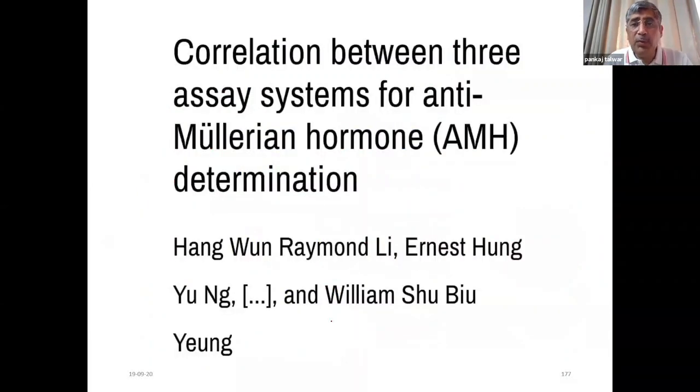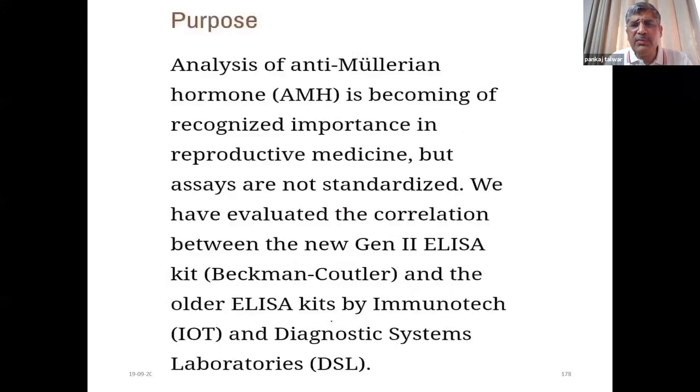So how do we look at the AMH now? When we look at the AMH, we found that it's pretty conflicting. A lot of you in the class talk to us and want to know which is the right method to do AMH. Just remember that there were 3 methods of doing AMH when it all started. So we had a kit called DSL. Then we had this from an American company. We had a kit called Immunotech. We called it IOT. This happened a couple of decades back.